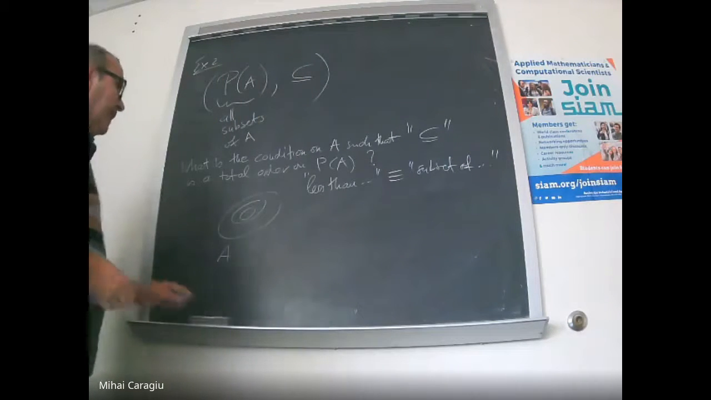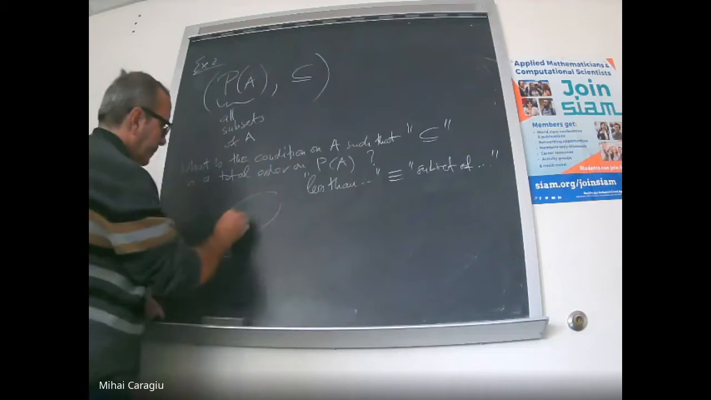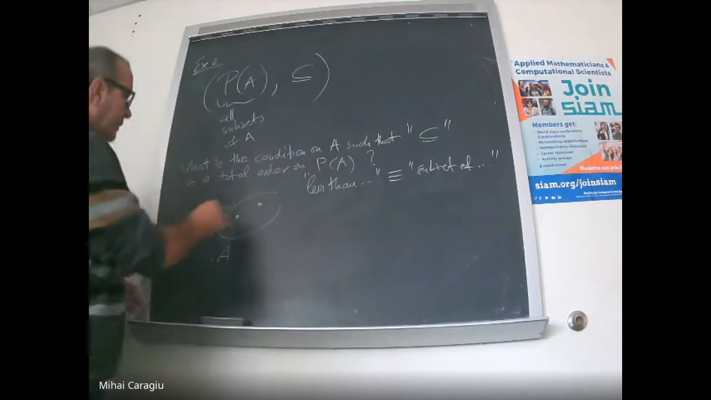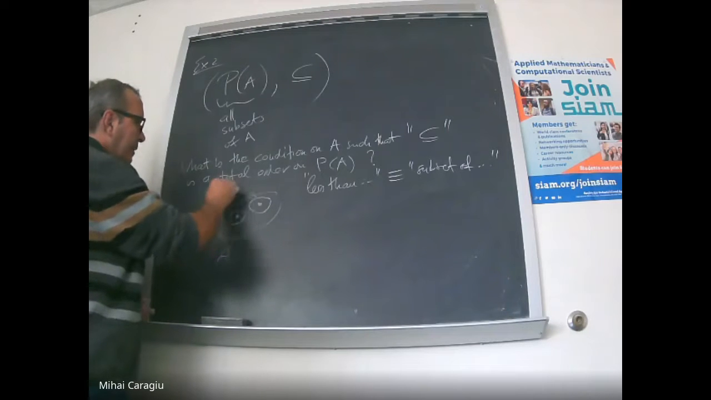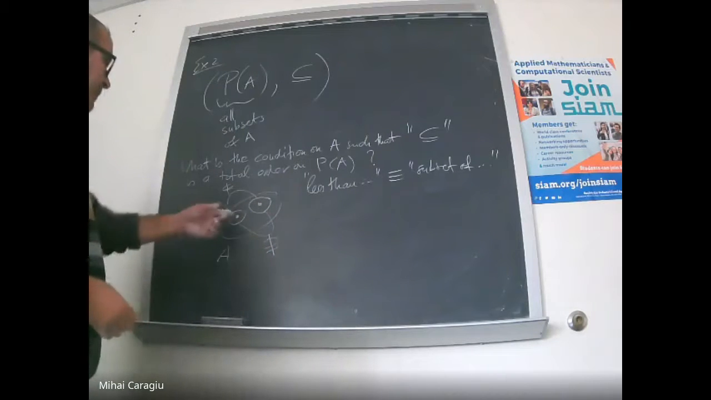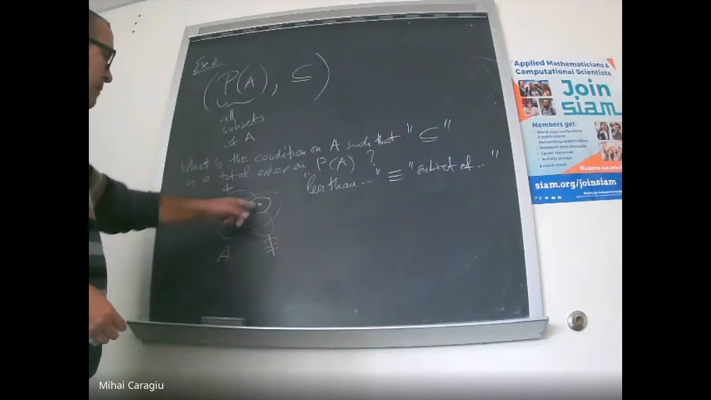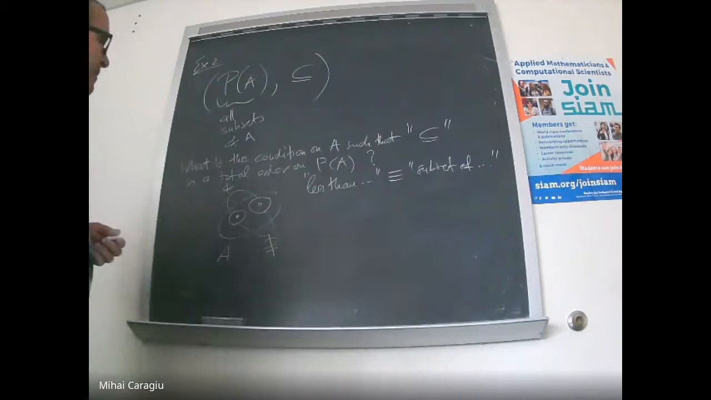Okay, so clearly, if A has at least two elements, we can artificially construct the subset consisting of this element and the subset consisting of this element. Among these two subsets, none of them is included in the other. They are different, so the subset consisting of one element cannot be included in a subset consisting of a different element. So if A has at least two elements in it, then this is not a total order. Therefore, the condition: A must have one element.